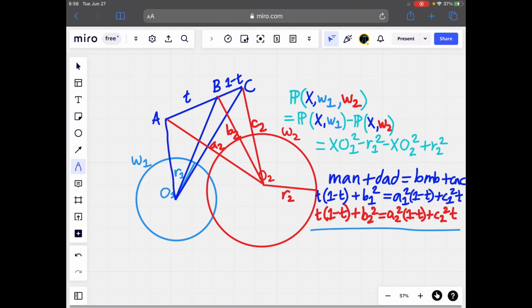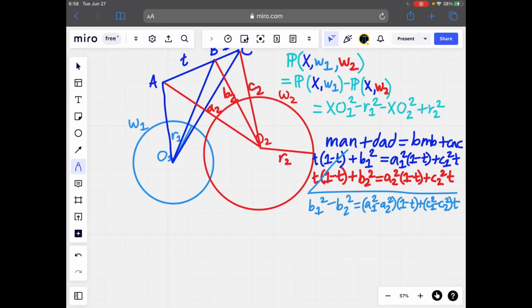We can now subtract these two equations and some things will cancel out, like T times 1 minus T. Then we have B1 squared minus B2 squared equals A1 squared minus A2 squared times 1 minus T plus C1 squared minus C2 squared times T. This is somewhat similar to the formula for the power of a point with respect to two circles.